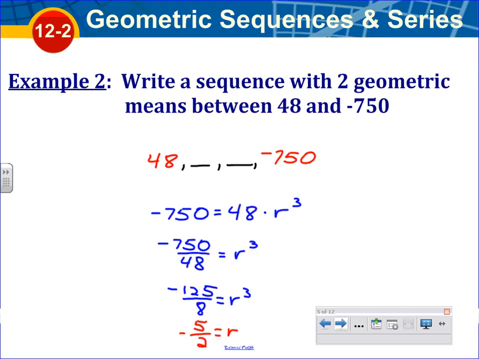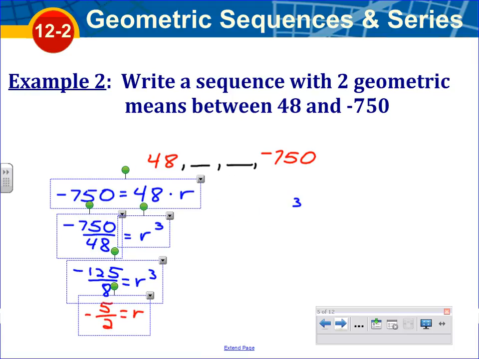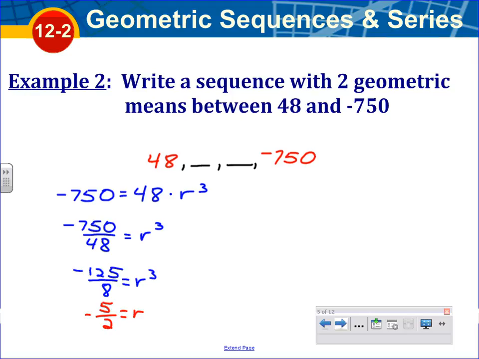But of course, that's not the end of the problem. I'm going to scoot this guy over. That's not the end of the problem. Grab that 3. So now the rest of my problem is writing out the sequence. So I'm going to start with my 48.